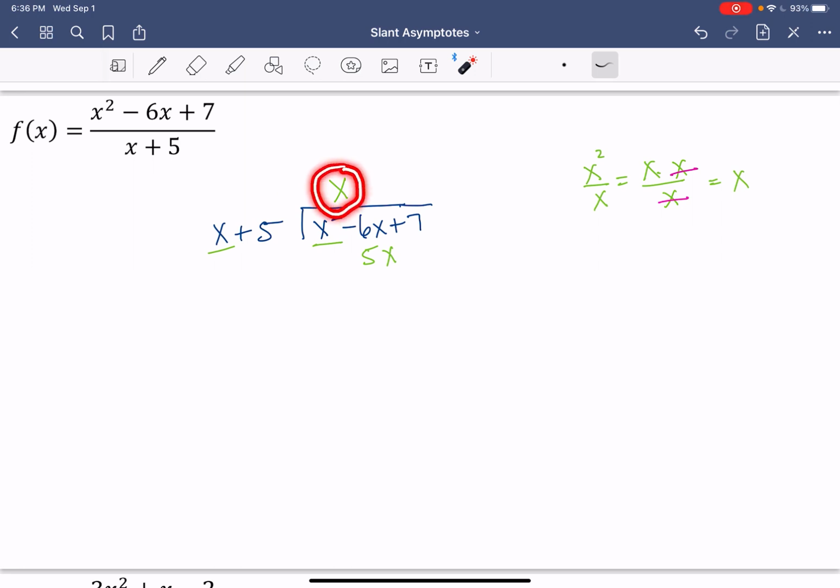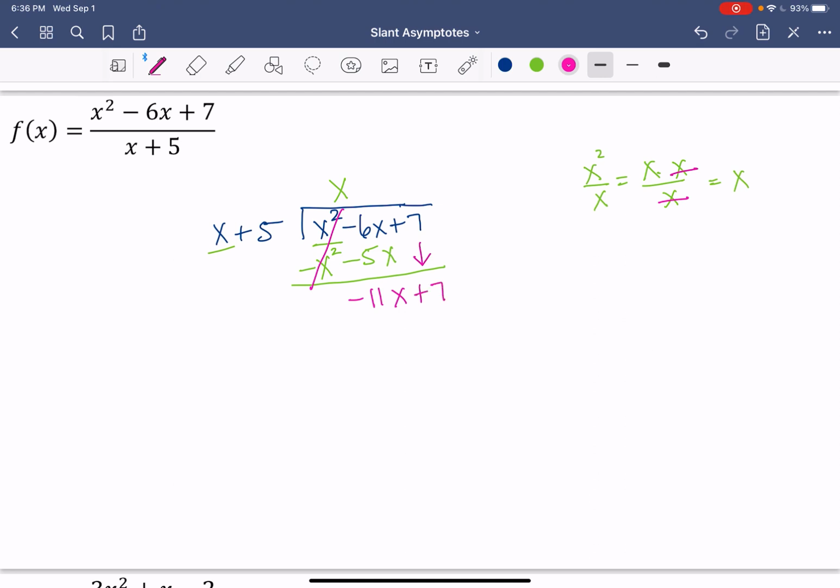Now, I'm going to multiply x times the other x, and that'll give me a positive x squared, again leaving out the positive sign. Now, the next step is to change the sign. So this was a positive, I'm going to change to a negative. The 5x with a positive, I'll also change that to a negative. And then I'll combine like terms. So x squared minus x squared cancels out. Negative 6x plus negative 5x is negative 11x. And then you're going to bring down the plus 7.